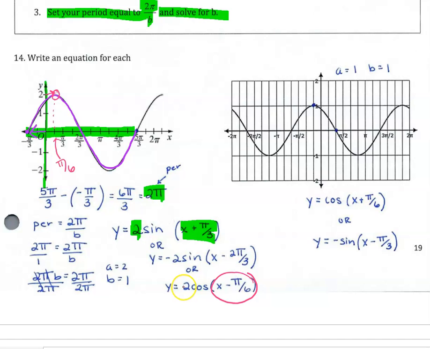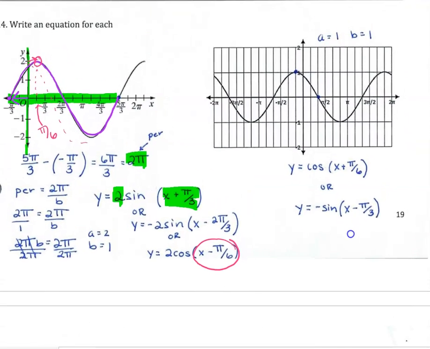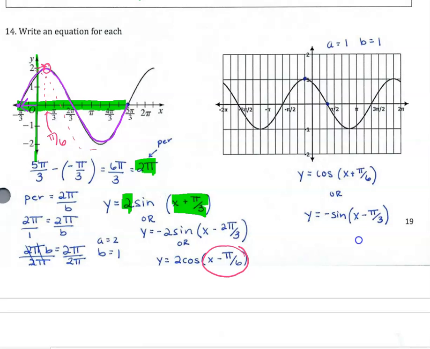And that's why it's positive in front, and that's why there's a shift to the right of pi over 6 units. So again, you've got to envision your positive cosine curve would look like that, but then it's shifted to the right pi over 6 units to map onto this curve that I have now highlighted in purple.